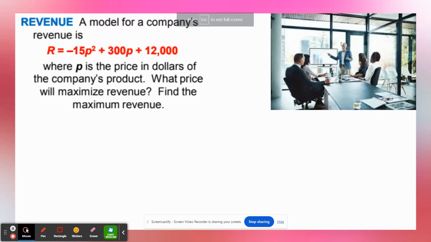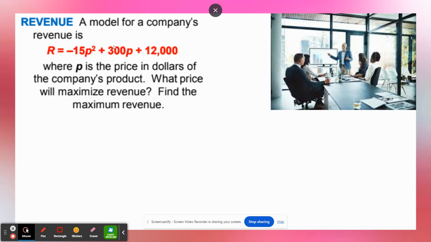Revenue. A model for a company's revenue is R equals negative 15p squared plus 300p plus 12,000, where p is the price in dollars of the company's product. What price will maximize the revenue and find the maximum revenue? Okay, so we want to know what price and how much is that revenue.